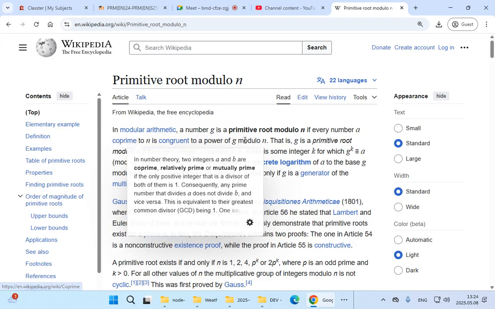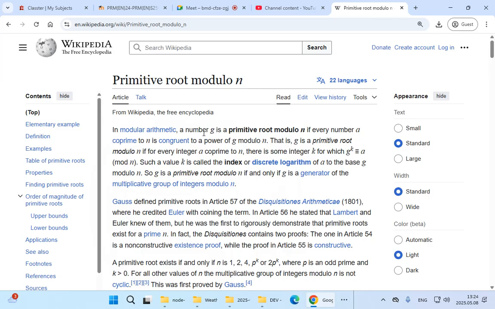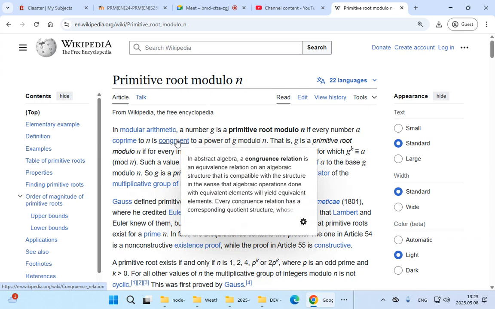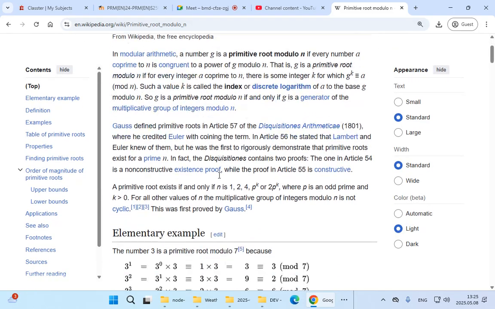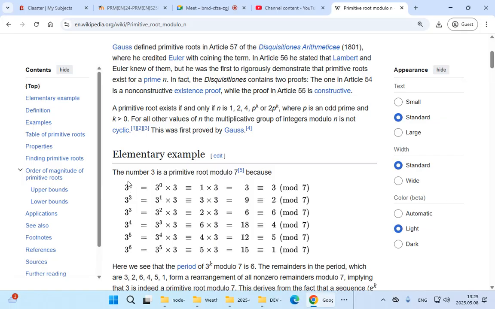And it means that a number g is a primitive root modulo n if every number a co-prime to n is congruent to a power of g modulo n. What is congruent? It is like an equivalence relation. Let's check maybe some example, maybe it's better to understand. Look here, there is a very good example.